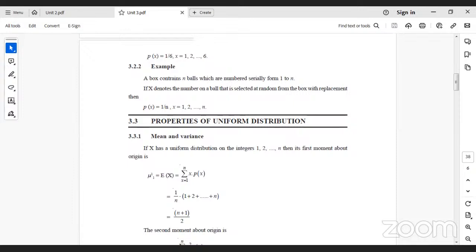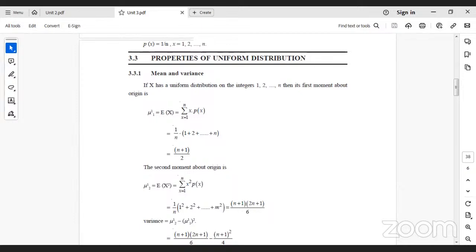Properties of uniform distribution we are taking here. So mean and variance. If x has a uniform distribution over the integers 1, 2, 3, and so on to n, then the first moment about the origin is mu1 dash is equal to E of x, which is the summation of x from 1 to n of x times P of x, that is 1 by n, 1 plus 2 plus 3 and so on plus n, that is n plus 1 by 2.